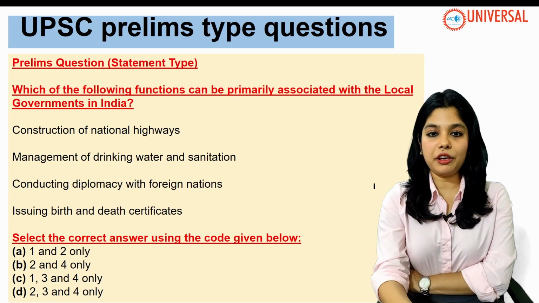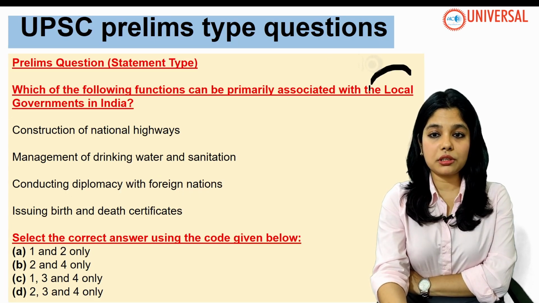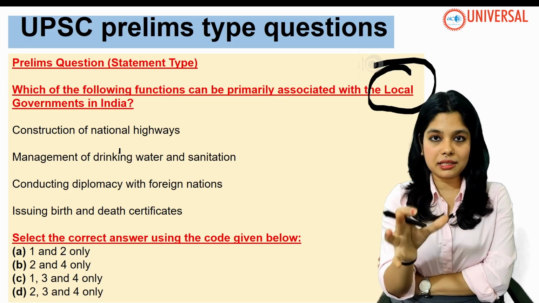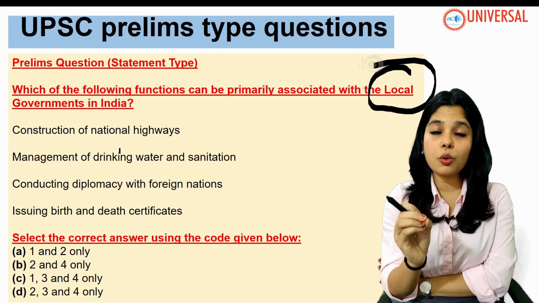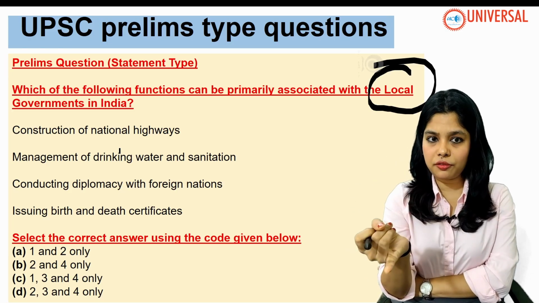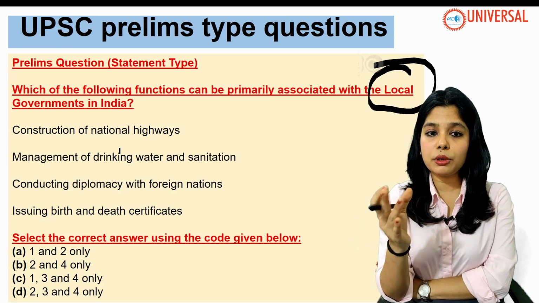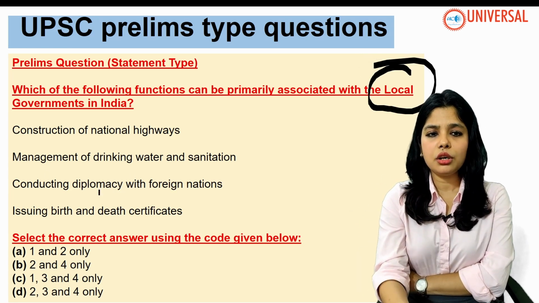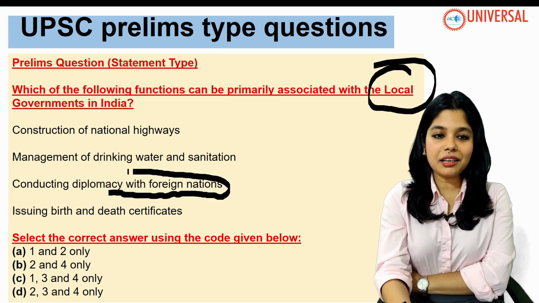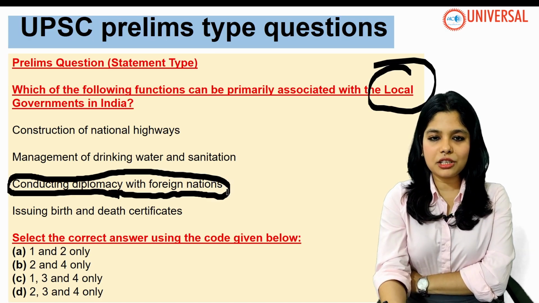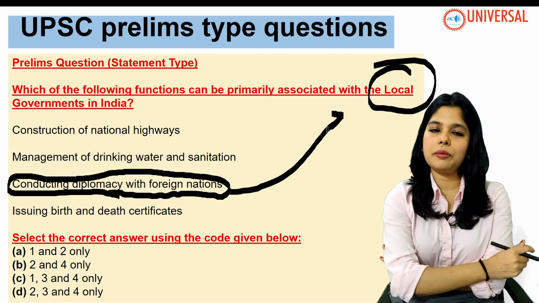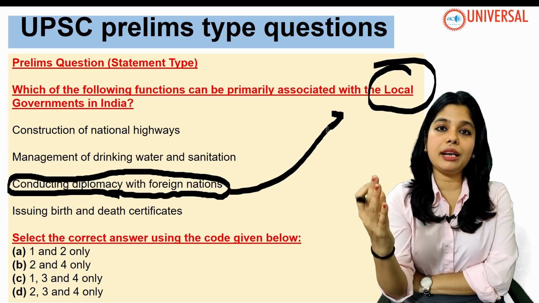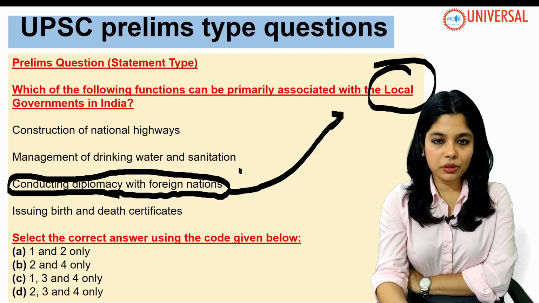Which of the following functions can be primarily associated with local governments in India? Here the question talks about the local governments in India. Construction of national highways, management of drinking water and sanitation, conducting diplomacy in foreign nations. Do you really think that conducting diplomacy in foreign nations is local government's work? So statement 3 is nowhere correct.